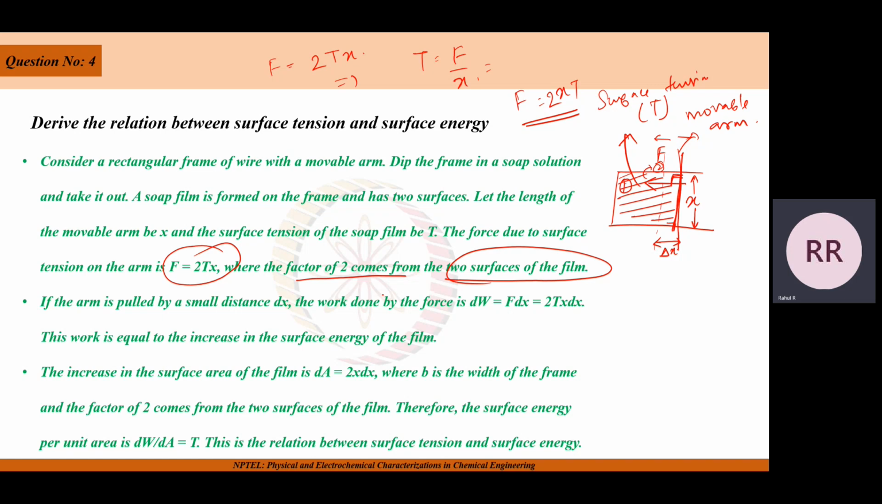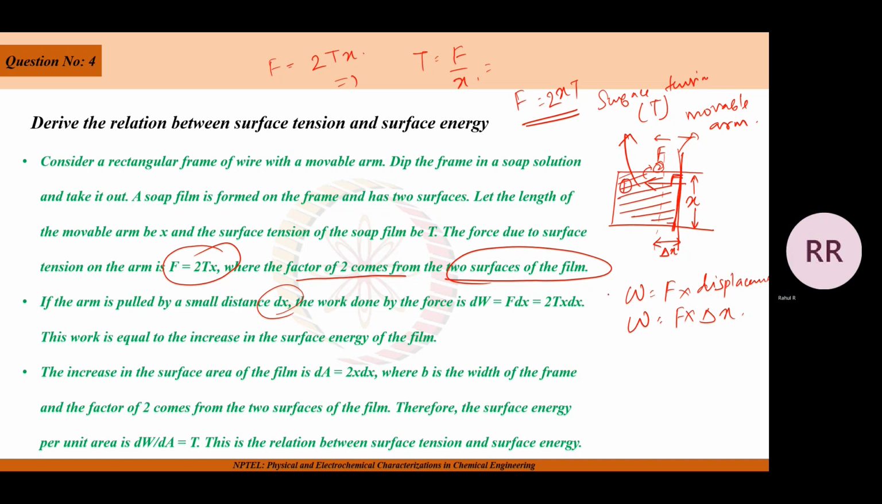Now as I said, the arm is pulled by a very small distance delta x. Then the work done is W is equal to force into displacement. Let me call this displacement dx. So it can be written as F into dx. This is the work dW that has been done.